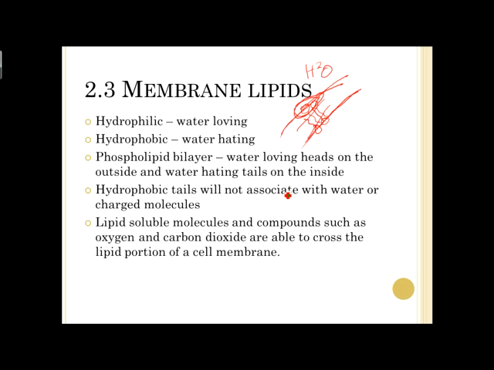Lipid-soluble molecules and compounds such as oxygen and carbon dioxide are able to cross the lipid portion of the cell membrane. So that means that oxygen and CO2 can travel right across this cell membrane because of this lipid tail.